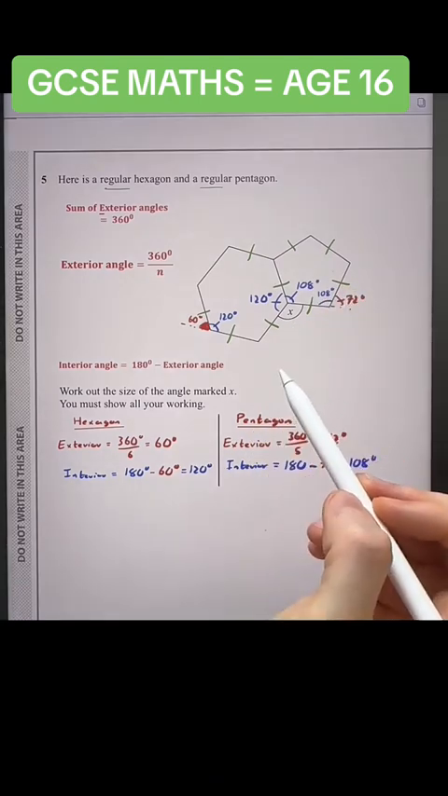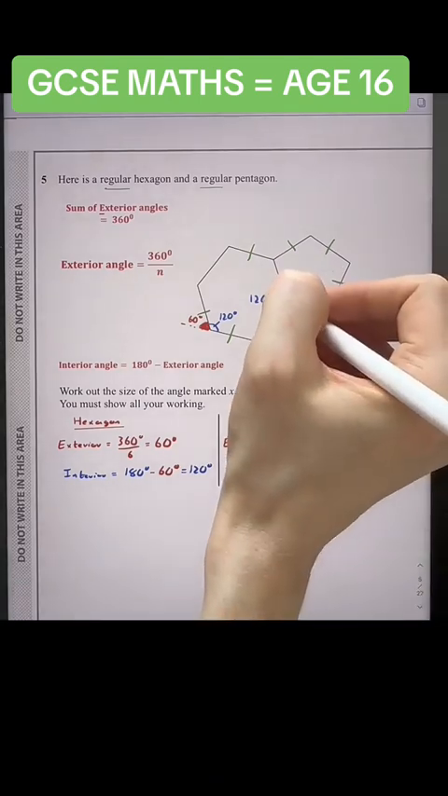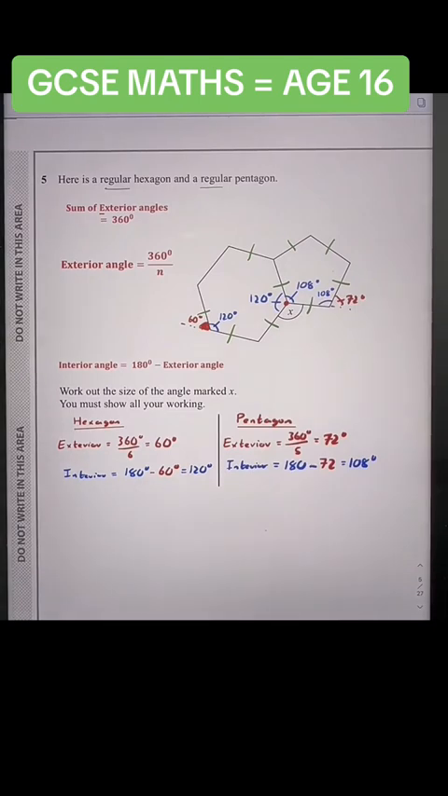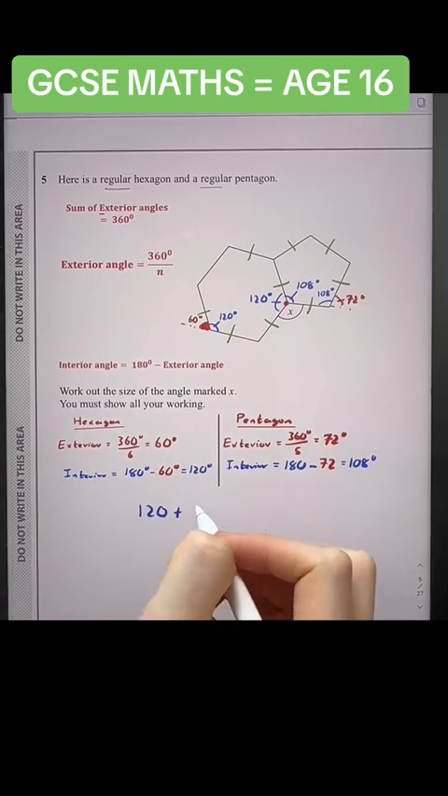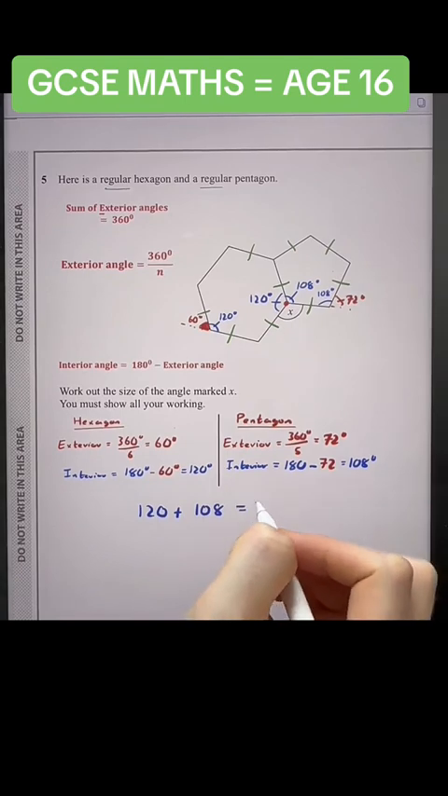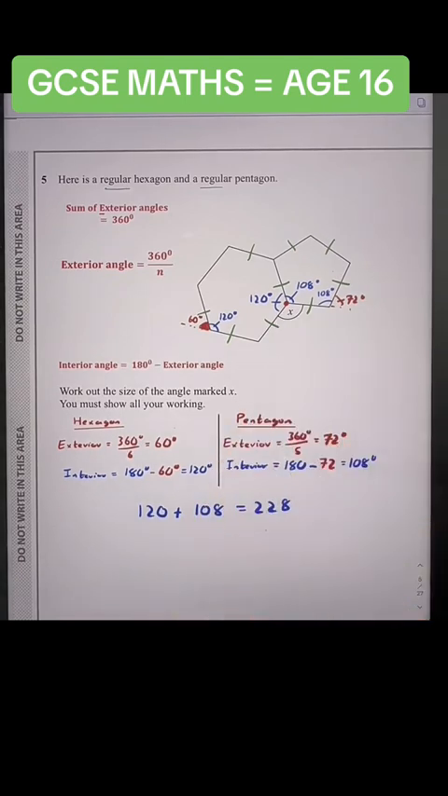As I want to work out the size of angle X, I know angles around a point add up to 360 degrees. Hence, I can add up my 120 and 108 degrees and subtract from 360. Well, 120 plus 108, that gives us 228. I know angles around a point add up to 360. Hence, 360 subtract 228, and that gives us a final answer, my value for X, that comes out to be 132 degrees.